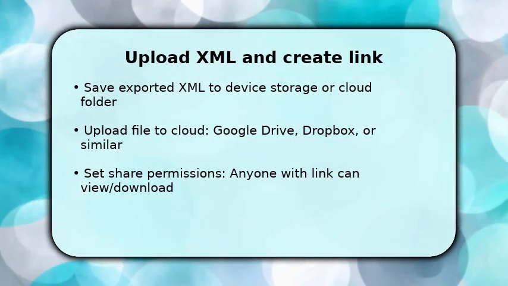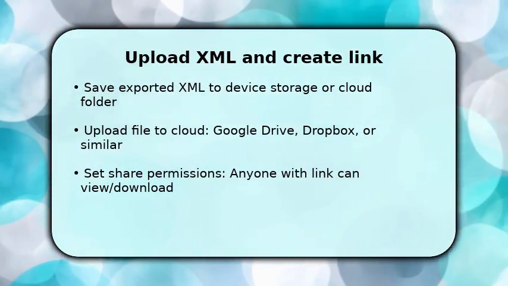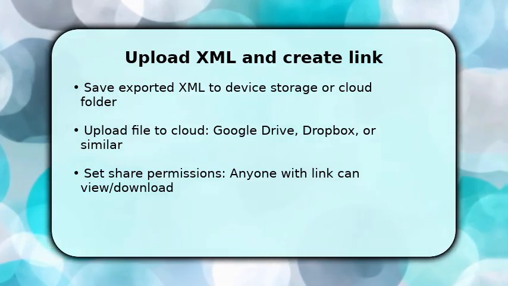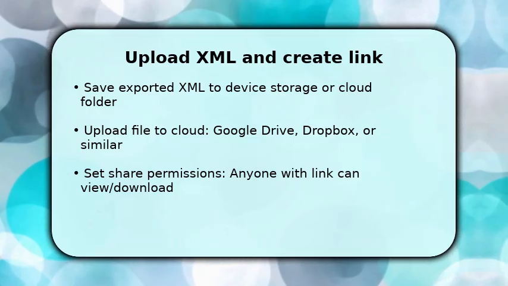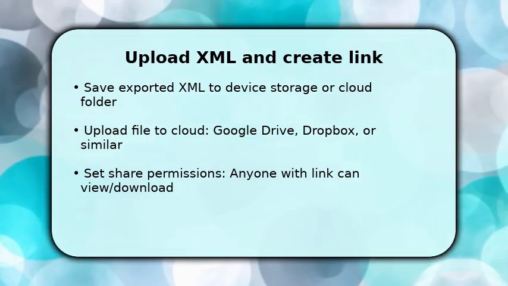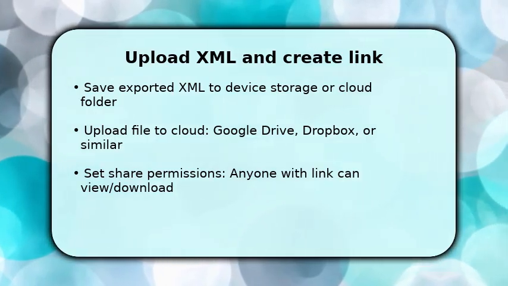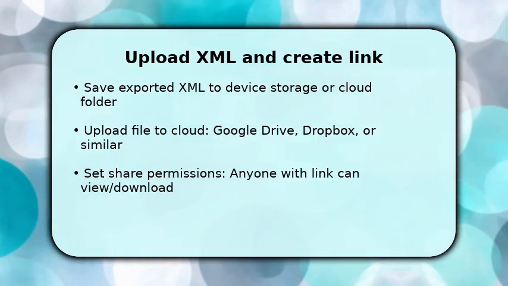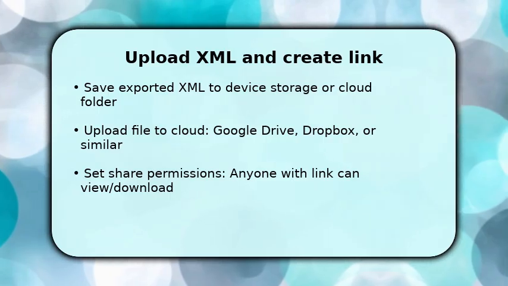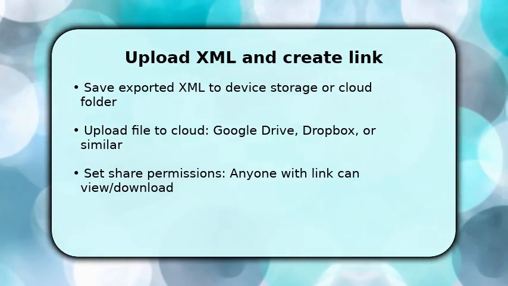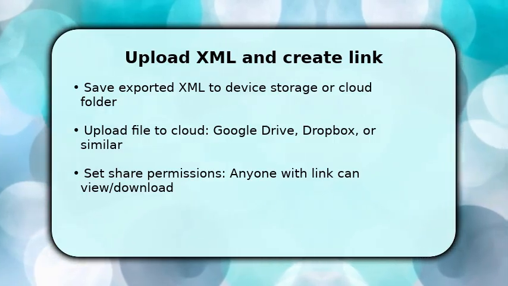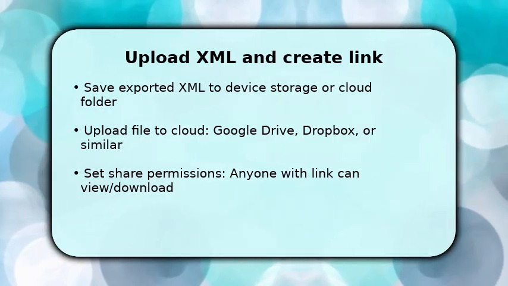Once the XML file is saved, upload it to a cloud service such as Google Drive or Dropbox so you can generate a shareable link. When you upload, place the file in a clearly named folder and wait for the upload to finish. This avoids partial files. Then change the file's permissions to anyone with the link can view or download. This ensures recipients can import it. Finally, copy the generated link. That link is what you will paste into messages, profiles, or project descriptions.